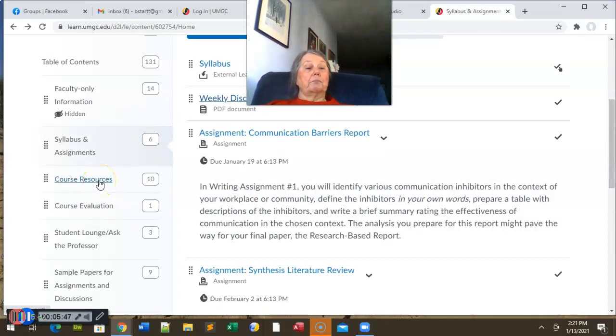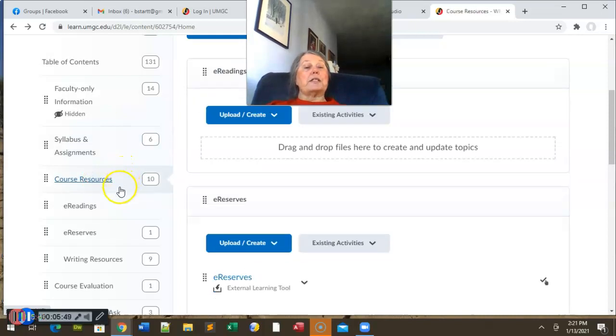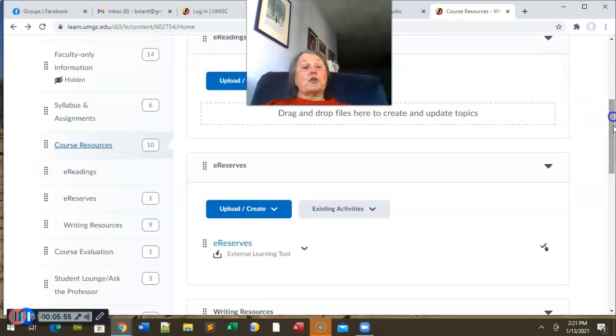Here is course resources. We've got e-readings, e-reserves, writing resources. Do make sure you take some time, have a look. Each week it'll probably send you to some of these resources to read, and you can also download them to your own computer so you'll have them to use for future classes. All right, an overview of what your course evaluation is and such.